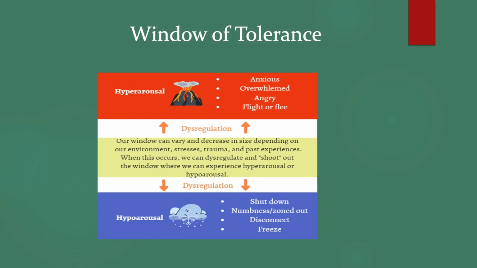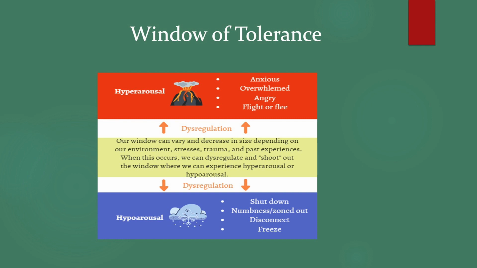Up there at the top, you have the hyperarousal, so feeling anxious, overwhelmed, angry, and the feeling to fight or flee. At the bottom, we have hypoarousal, shut down, numb, zoned out, disconnected, and frozen.